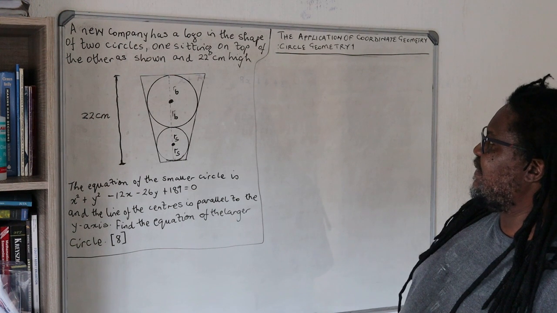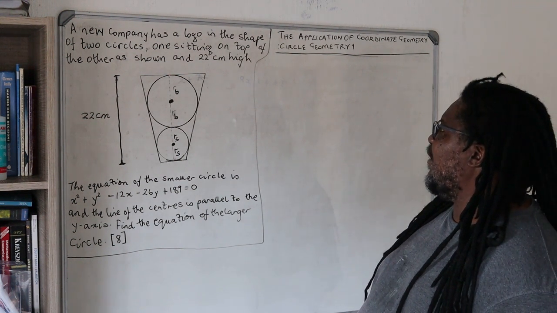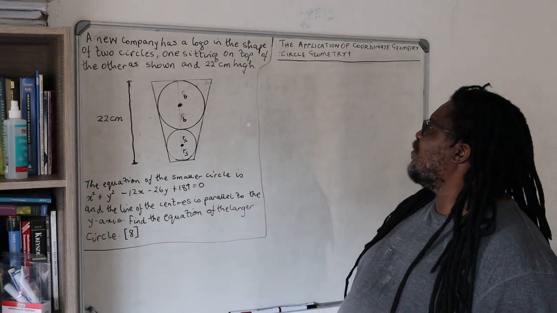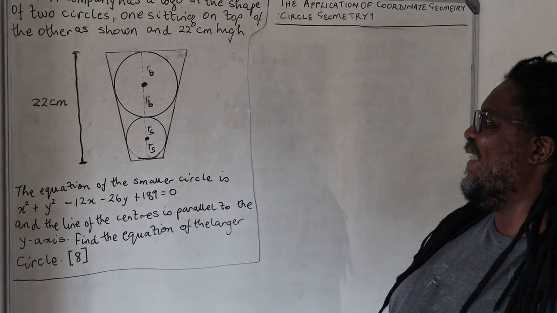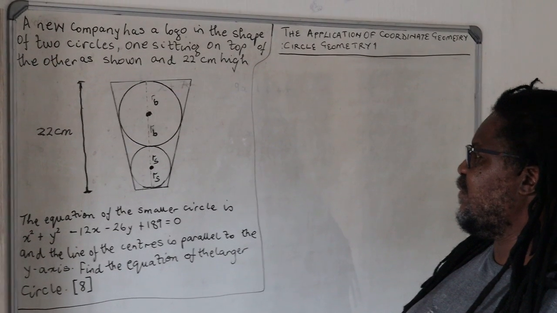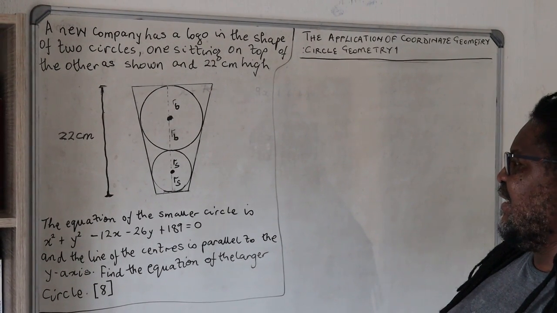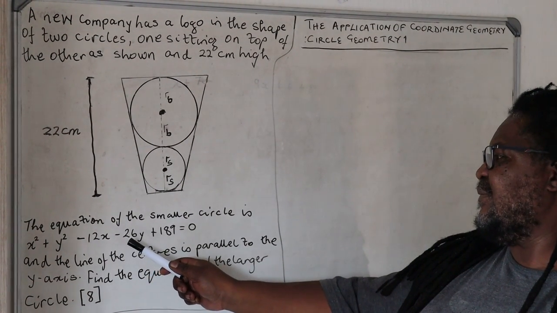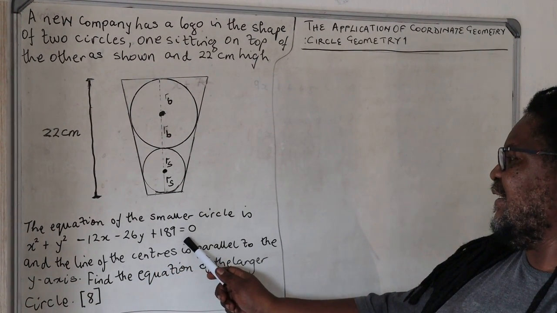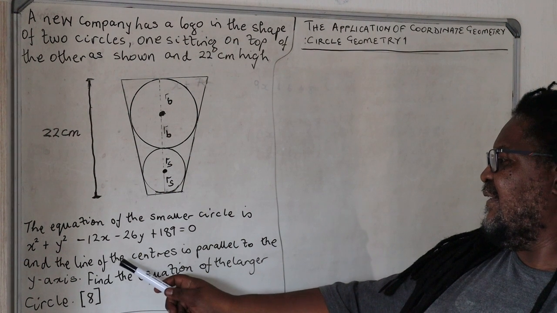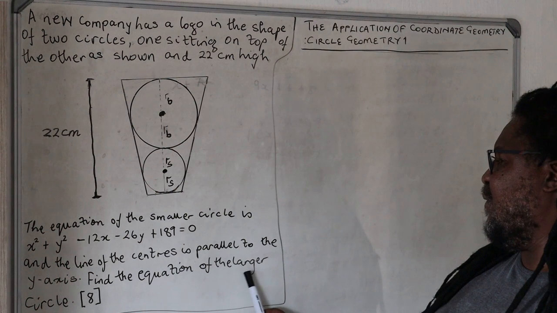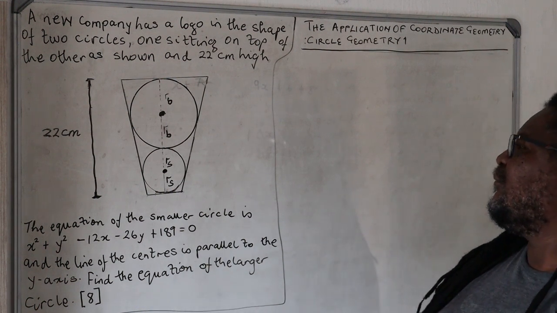So the question says a new company has a logo in the shape of two circles, one sitting on top of the other as shown, and 22 centimeters high. The equation of the smaller circle is x squared plus y squared minus 12x minus 26y plus 189 is equal to 0, and the line of the centers is parallel to the y-axis. Find the equation of the larger circle.